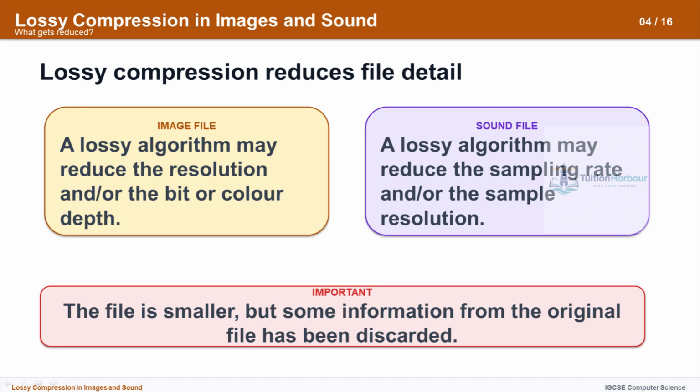In images, lossy compression may reduce the resolution or the color depth. In sound files, it may reduce the sampling rate or the sample resolution. This makes the file smaller, but some original information is discarded.